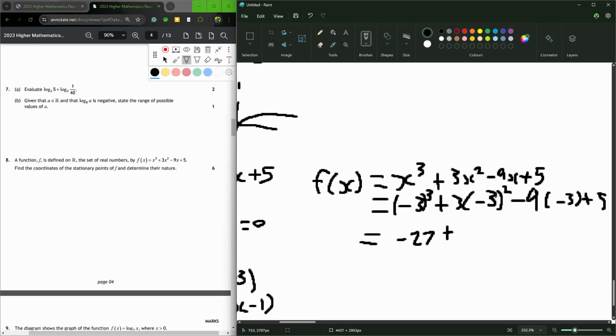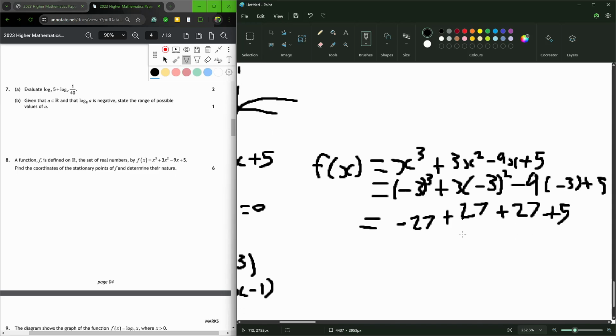3 times minus 3 squared, that's 3 times 9 essentially, which is 27. So these two can cancel each other out. Minus 9 times minus 3, that's going to be another plus 27, and then plus 5. So essentially it would be 32.